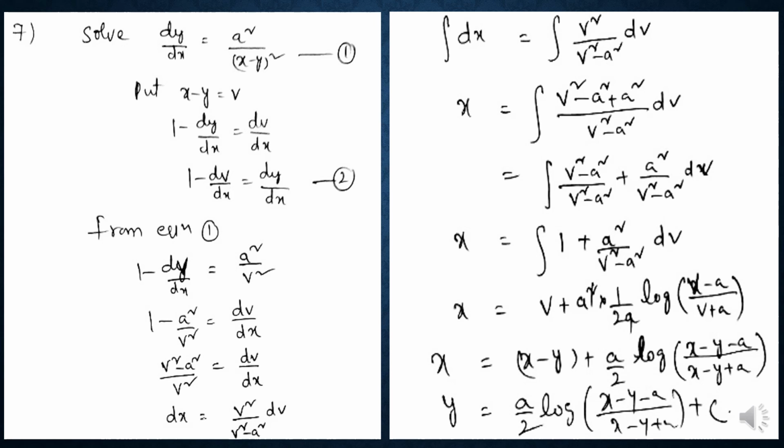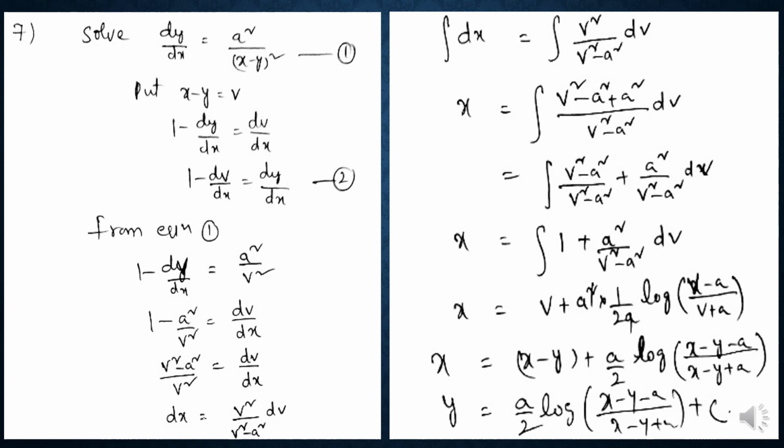That is x is equal to integral 1 dv, which is v, plus a square by v square minus a square dv, that is a square into 1 by 2a log of v minus a by v plus a, because this is in the form of integral 1 by x square minus a square dx, that is equal to 1 by 2a log of x minus a by x plus a. So here in the place of x we have v, that is a square into 1 by 2a into log of v minus a by v plus a.